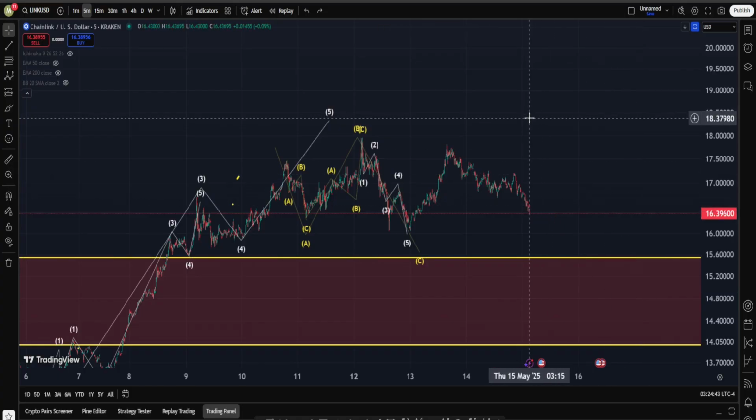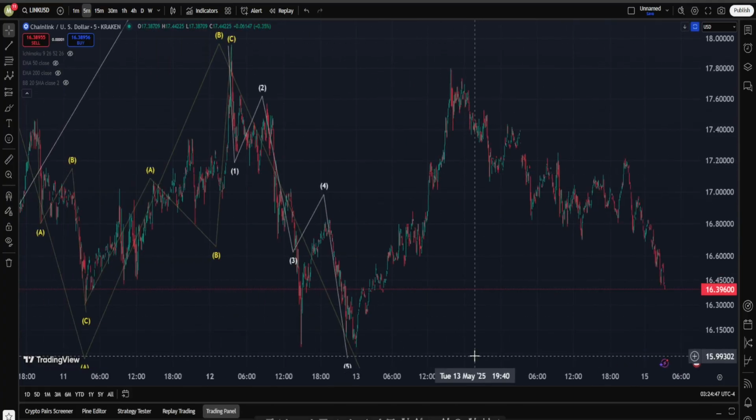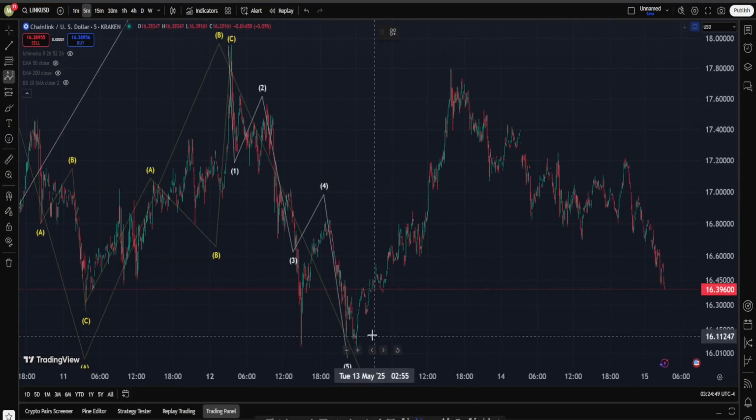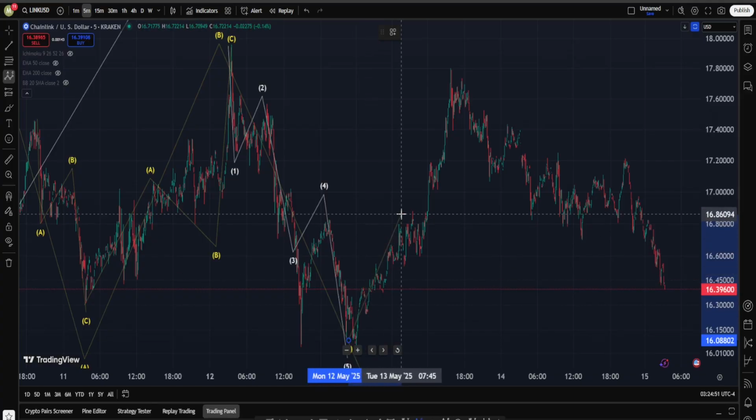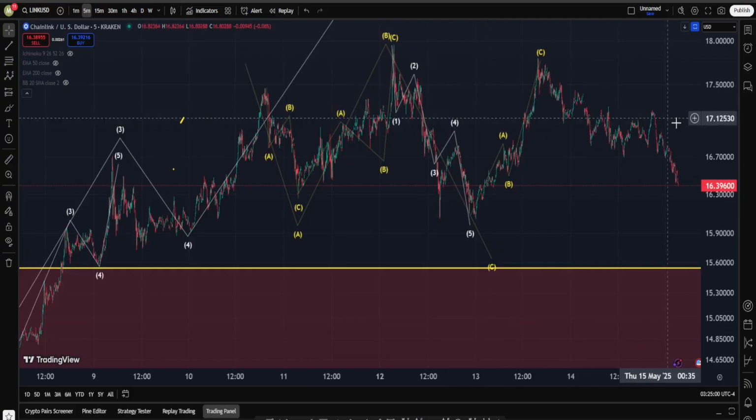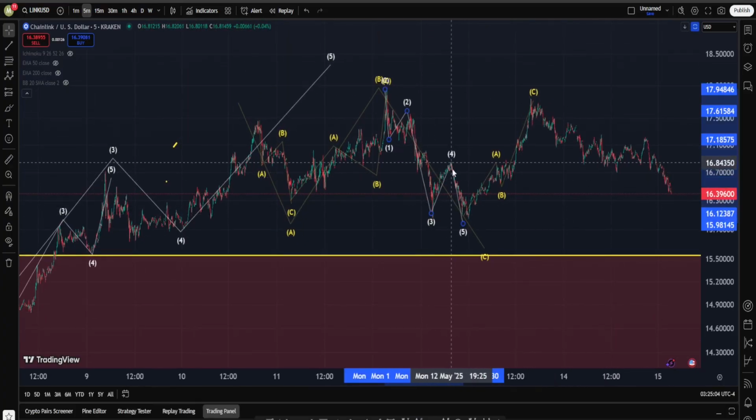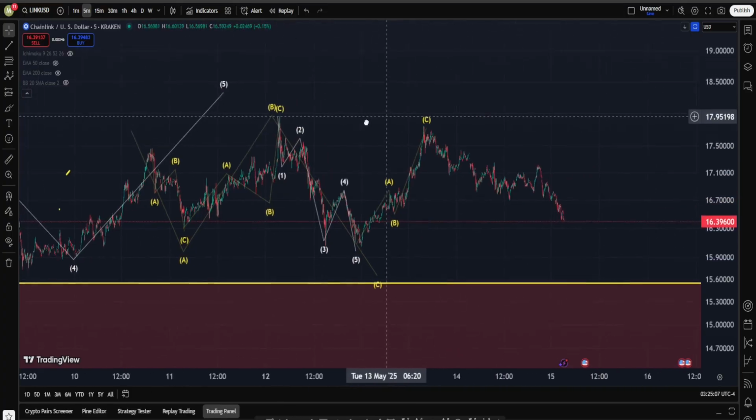So how I can argue that here is how, instead of having an impulse, I think we can also say this is from this point to about here, maybe, yes, an A correction for wave B, and then 1, 2, 3, 4, 5 wave up into C. And I'm still going to stick with what I said in the previous video. I believe this is actually an A, B, C flat structure.